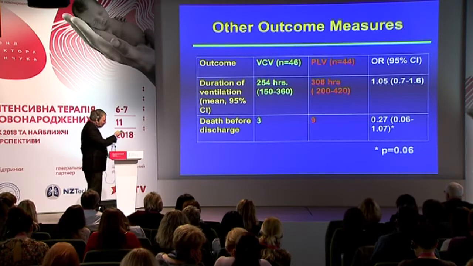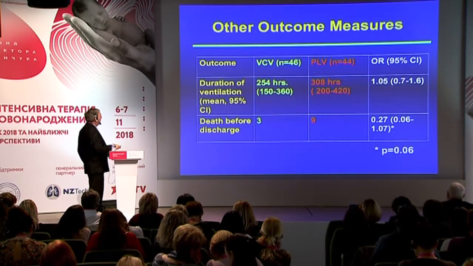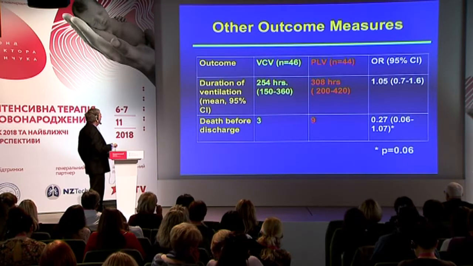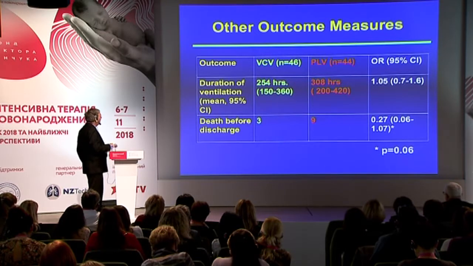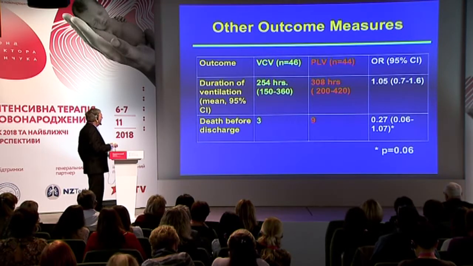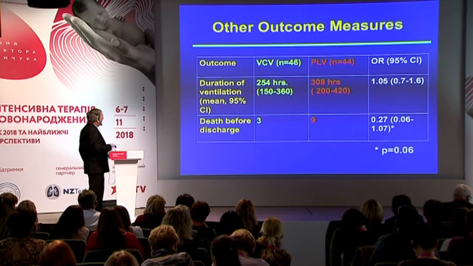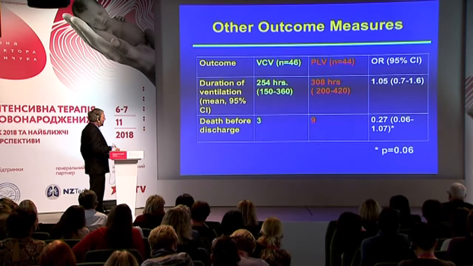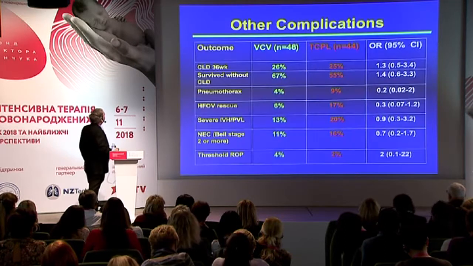The other outcome measures are listed on this slide, and although this did not reach statistical significance, if you look at the mean or median time of ventilation, you can see a very significant difference between volume and pressure limited, and death before discharge. There were 3 babies in the volume group, 9 in the pressure group, and the p-value for this was 0.06. And I'll come back to this in a minute when I show you some longer-term data.